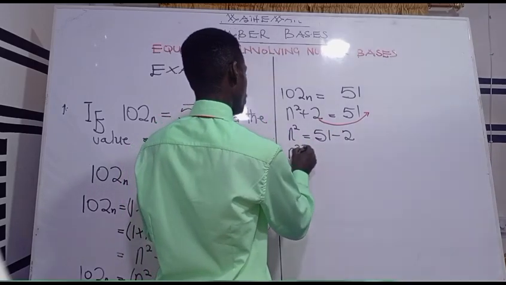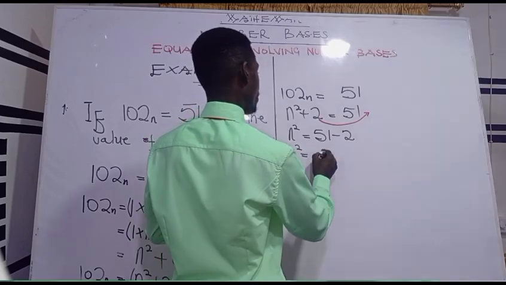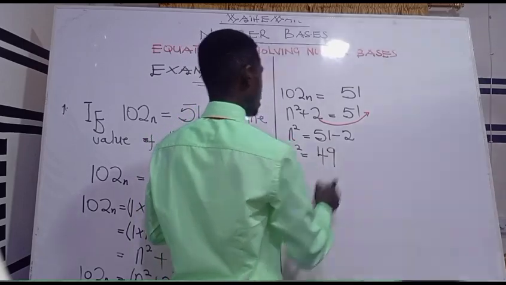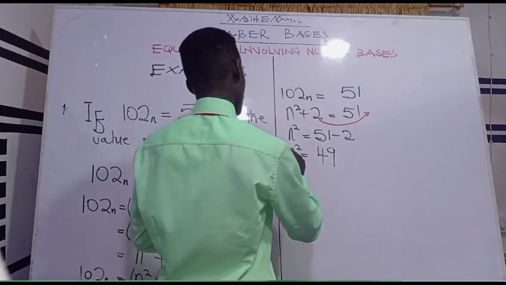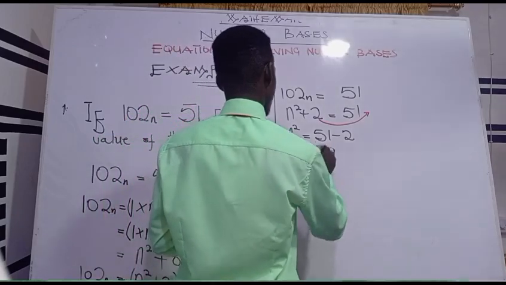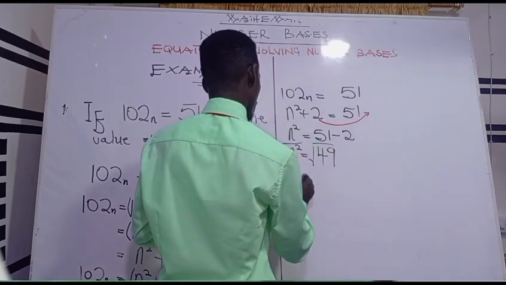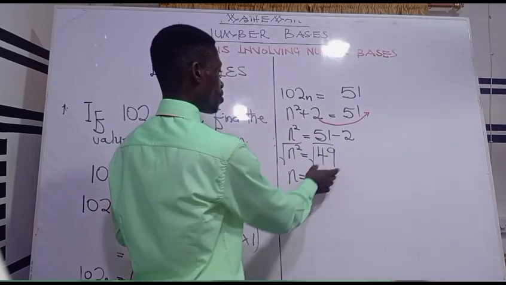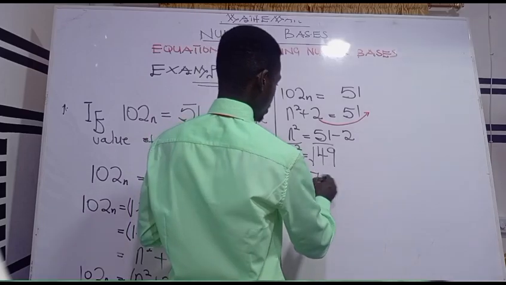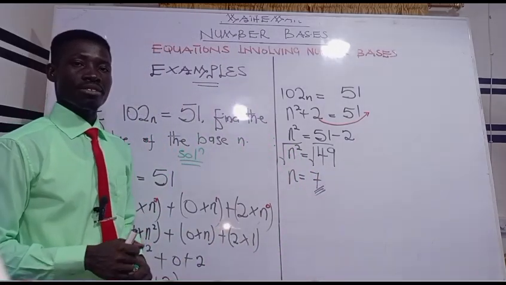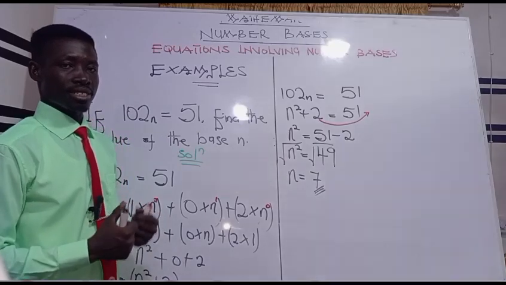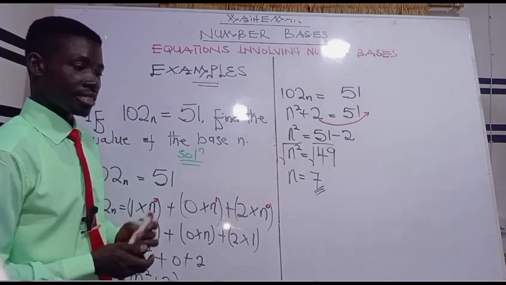So we have n squared is equal to 51 minus 2, which gives us 49. We are looking for n, not n squared. So we take the square root on both sides of the equation and then we solve for n. Realize that the root of 49 is 7. Therefore, the value of the base n is 7. Very, very simple.